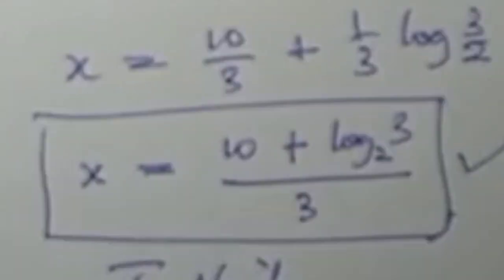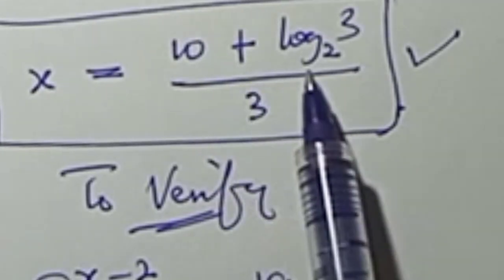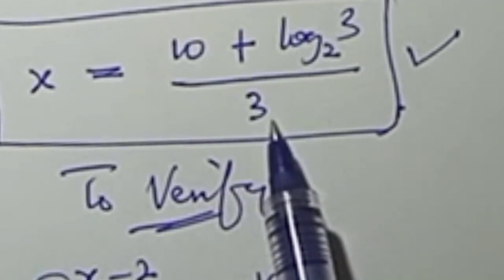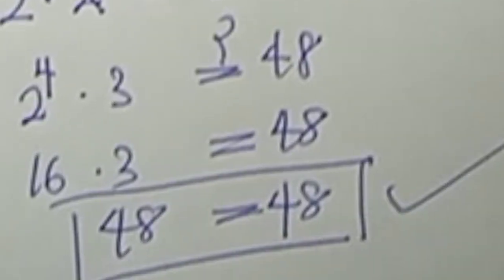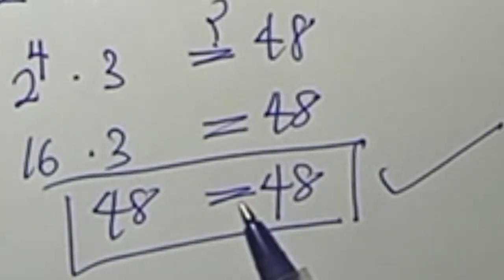That means the value of x as 10 plus log 3 to base 2 all over 3 is actually true because it satisfies the equation. How? Because the right-hand side is equal to the left-hand side when we substitute it in the original equation.